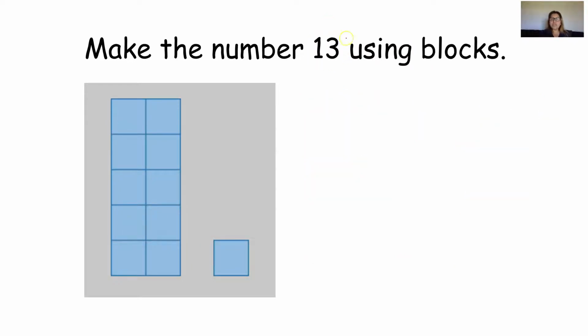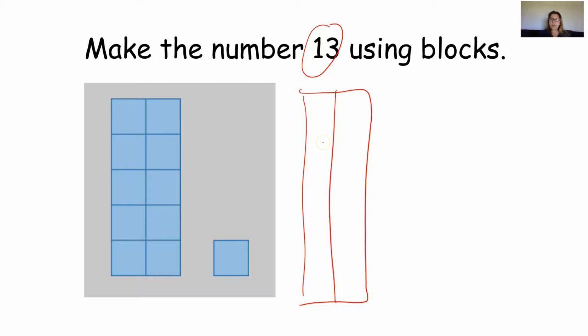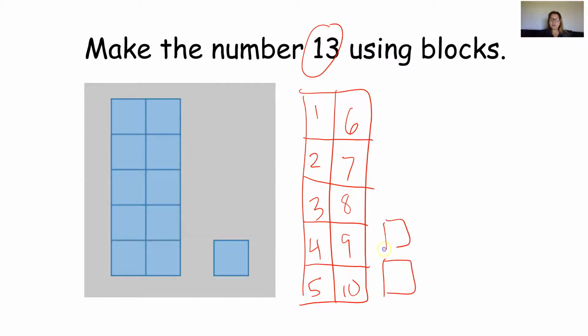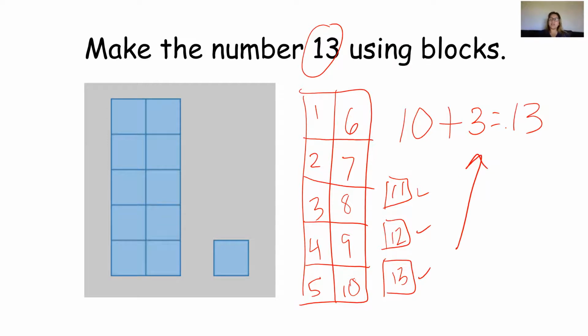Make the number 13 using blocks. Okay, so I have my tens frame. Remember that I'm going to make 4 lines. 1, 2, 3, and 4. 1, 2, 3, 4, 5, 6, 7, 8, 9, 10. And then I'm going to add 3 more. 1, 2, 3. Because after 10 I have 11, 12, 13. So my equation is going to be 10 plus 3 equals 13 because I have 1, 2, 3. That's the 3 that I'm adding to my tens frame to get my 13.